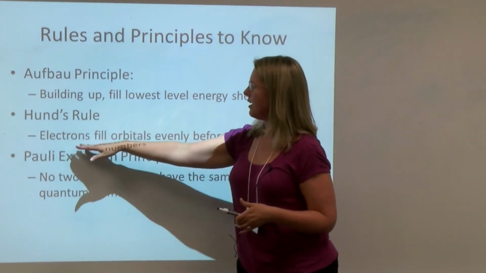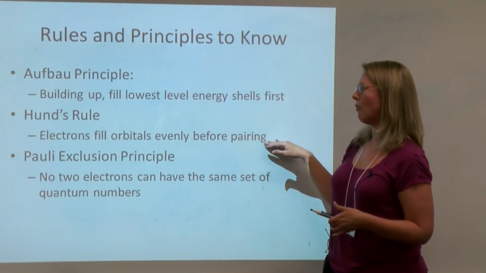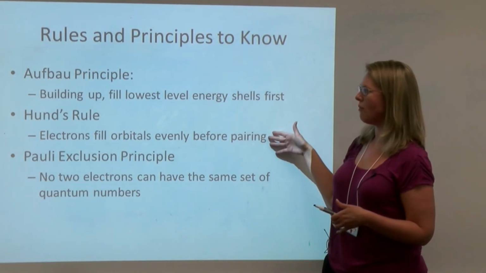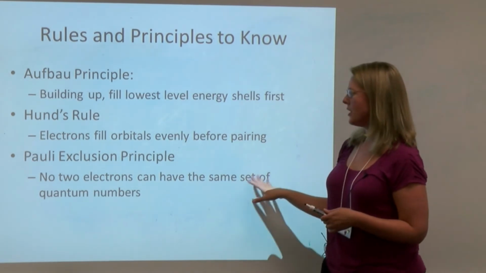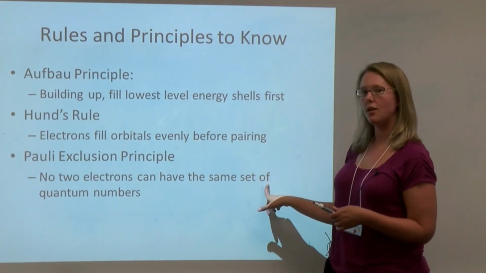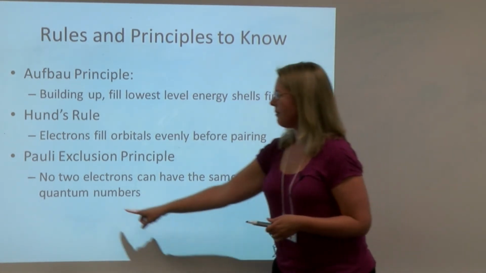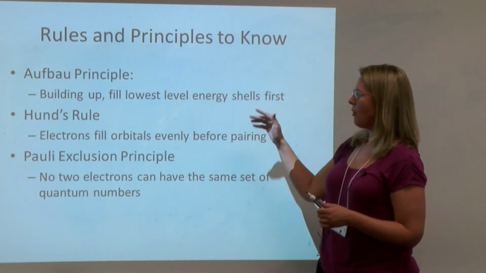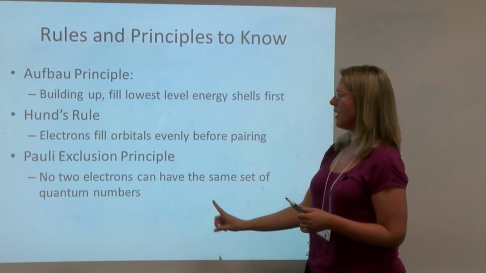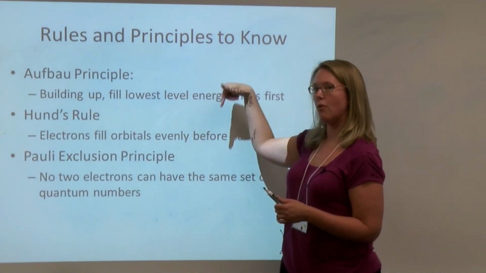Hund's rule says electrons fill orbitals evenly before pairing. I'll talk about this some more when we draw the orbital diagrams. Pauli exclusion principle says no 2 electrons can have the same set of quantum numbers. And we'll talk about quantum numbers in just a bit. So what that means for orbital diagrams is that 1 electron has to spin up in an orbital and 1 electron has to spin down.